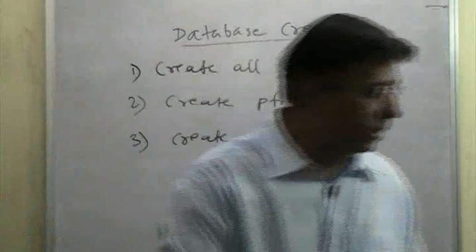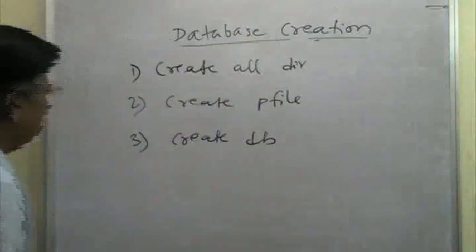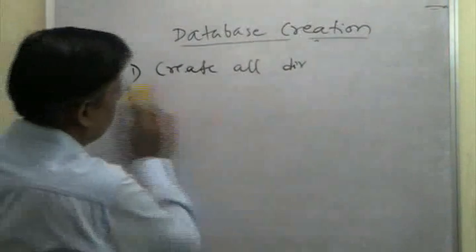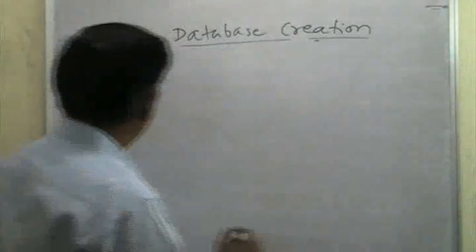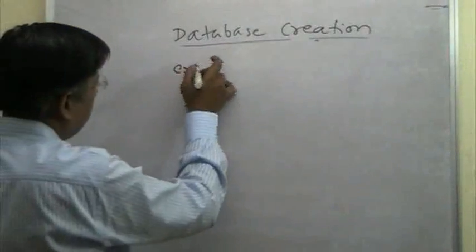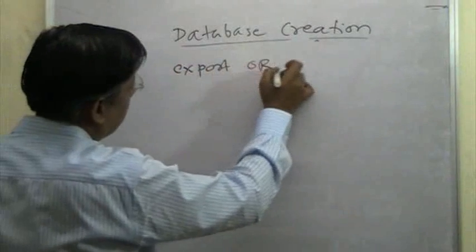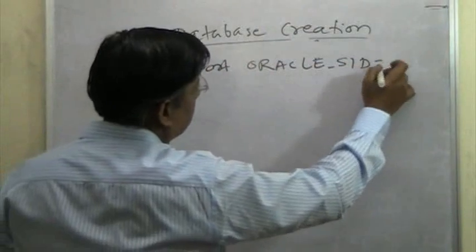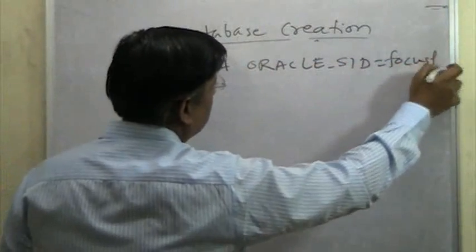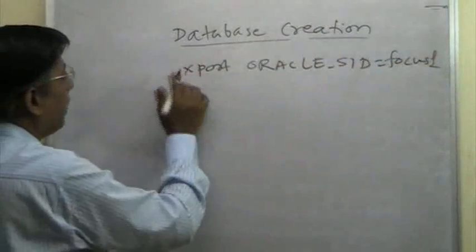We are now going to execute a command called create database, and we are going to do it. So how do we do it now? Create database. So first thing is, obviously, on the Unix machine, export ORACLE_SID is equal to focus1. So this is the name of your Oracle instance.